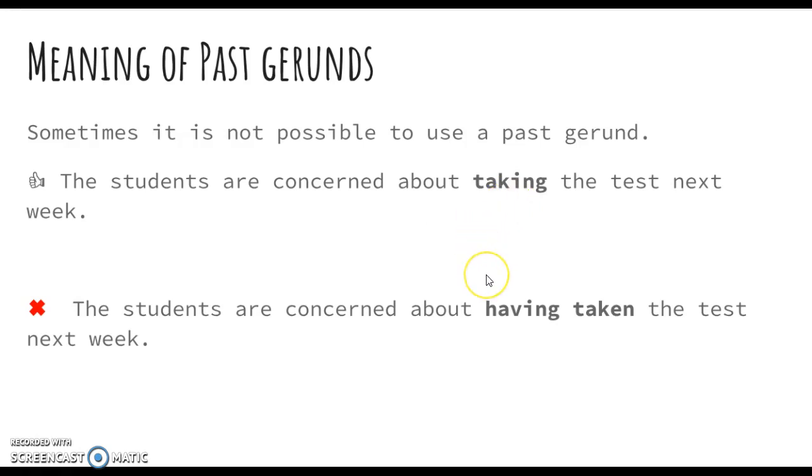But in the next sentence, which is incorrect, we have the students are concerned about having taken the test next week. So you can see that here we're talking about taking a test in the future. So we can't use a past gerund here because the meaning will be completely unclear. So that's just a little bit about past gerunds.